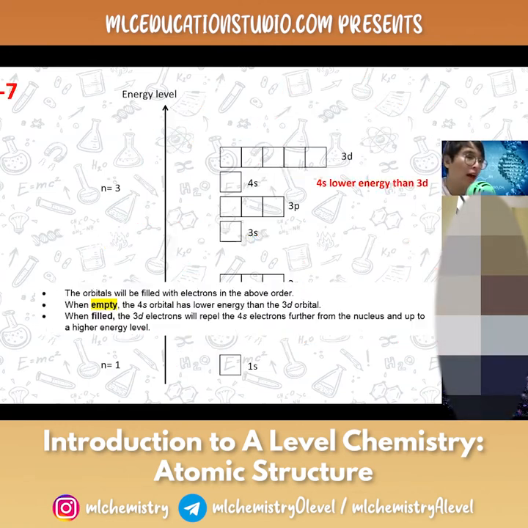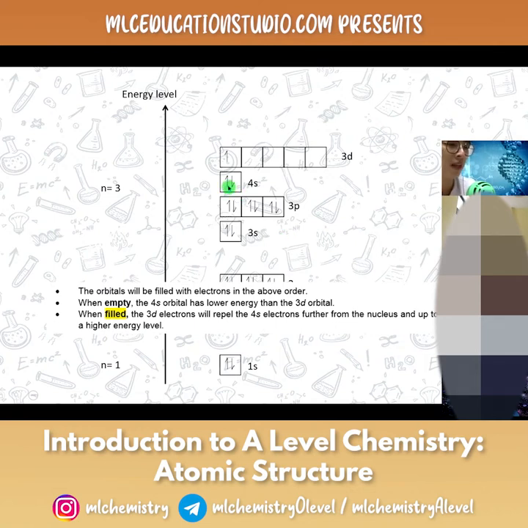Okay, now let's look at how we fill in the electrons. But before that, I told you all before, 4s is lower in energy than 3d. When the orbitals are empty, 4s is below 3d. But you need to know this: the moment there is at least 1 electron in the 3d orbital, these two will switch.